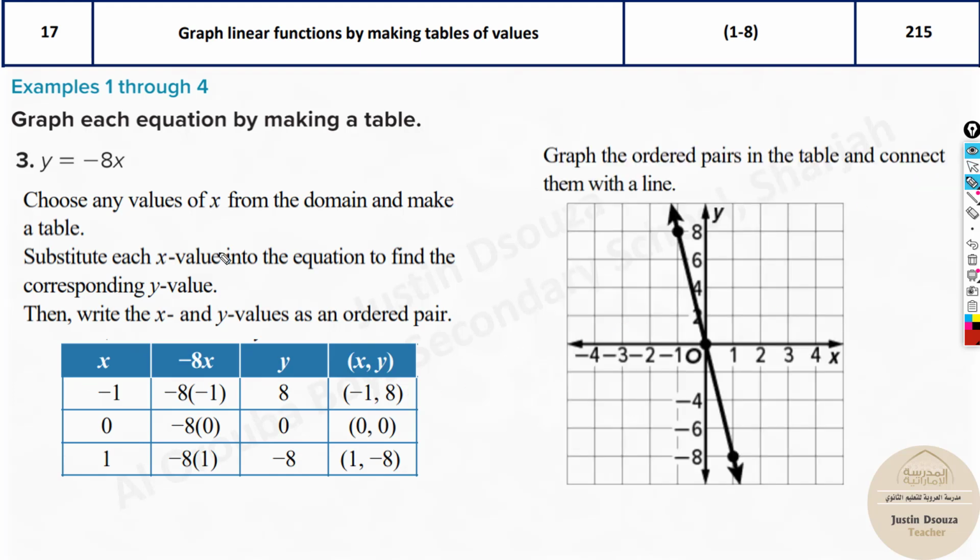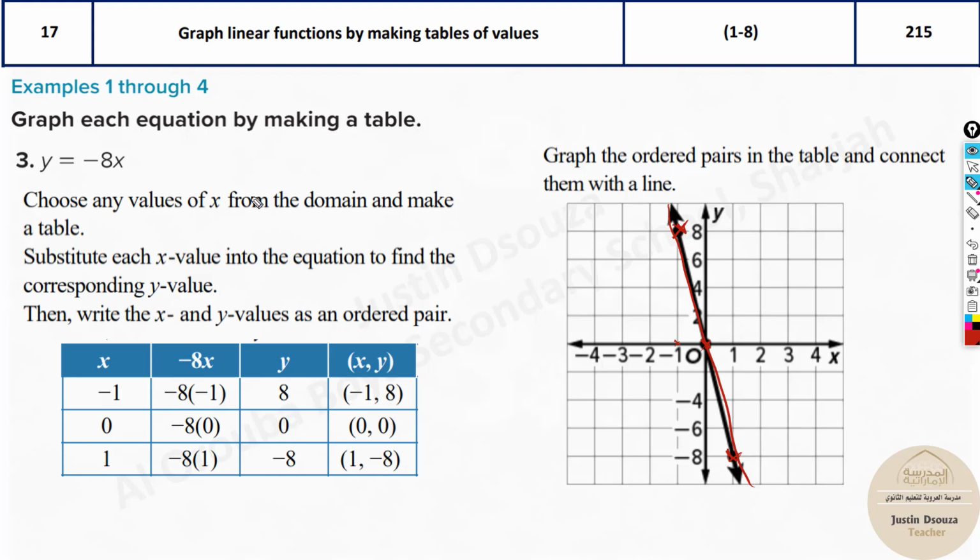Now, how do we graph? At x of minus 1, what is the y value? It's 8. So this is the point. What is it when x is 0? It's 0. When x is 1, it's negative 8. And then just join this up.